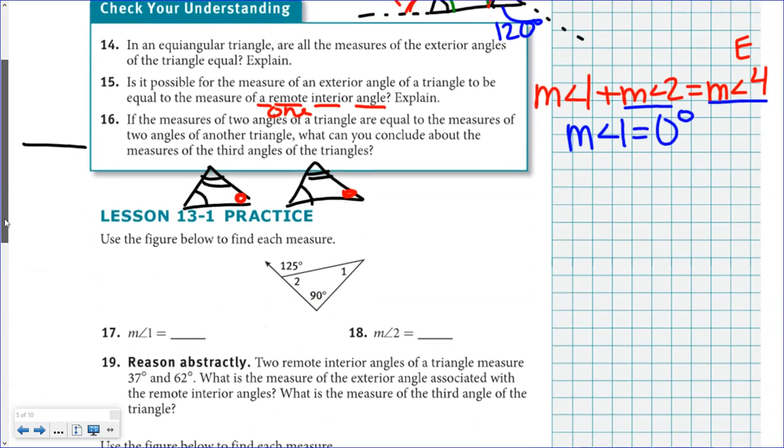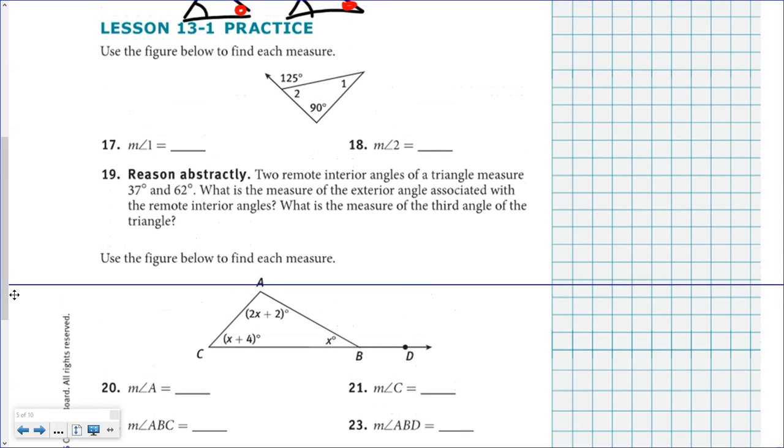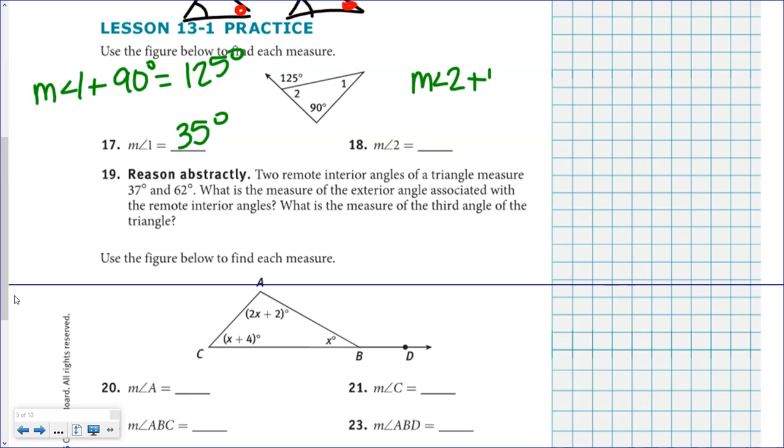So now, let's look at some of the homework questions. They ask us to find the measure of angle 1. We know that the measure of angle 1 plus 90 degrees equals 125 degrees. And so if you subtract, you end up getting 35 degrees for the measure of angle 1. For the measure of angle 2, we know that the measure of angle 2 plus 125 degrees is going to equal 180. And so that's going to give that the measure of angle 2 is 55 degrees.